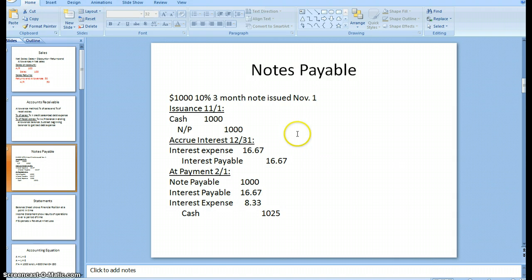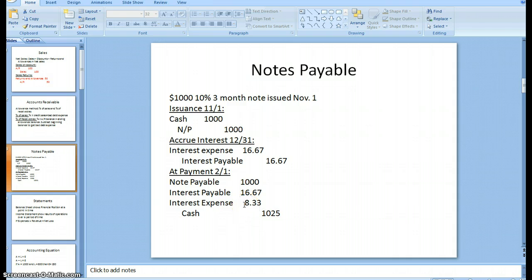And the interest expense is going to be principal $1,000, times rate, 10%, times time, which in this case is 2 months over 12 months. It's for November and December. Then down at payment, 3 months later, the interest expense is the last final month of January.